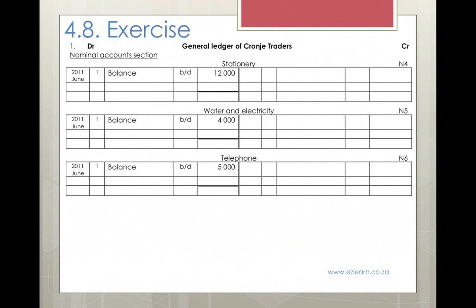Water and electricity is an expense, so has a debit balance of 4,000. And telephone also is an expense decreasing equity and has a debit balance of 5,000 Rand. Once you've entered all of these, you can then go and have a look at the journal entries and see what you need to use.